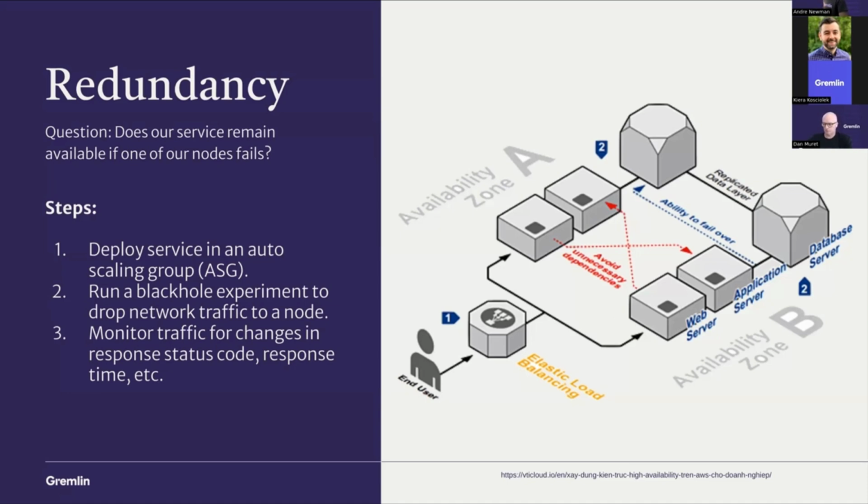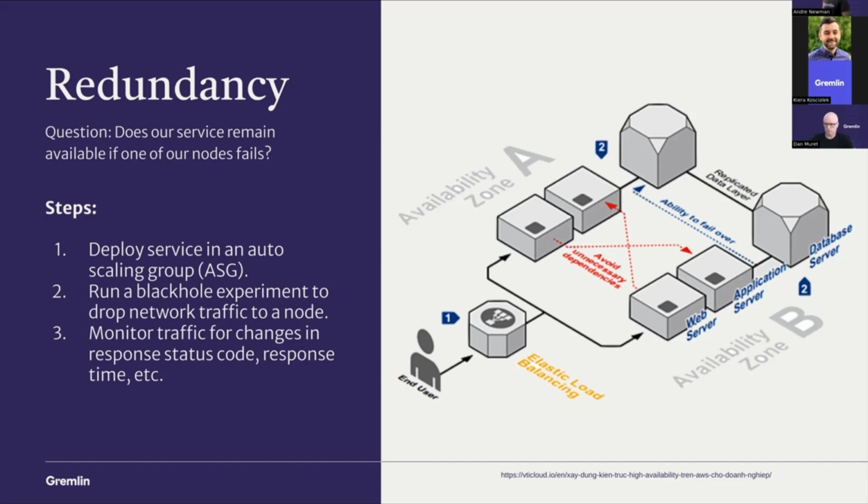Now, option two is to run a black hole experiment. And this is the option we recommend because it has the exact same effect as shutting a node down, right? You're making that node inaccessible to other nodes in the cluster or to traffic on the internet. But the difference with black hole is that because it's working on the network, you can fine tune it to only block specific kinds of traffic, and you can stop it at any time. And when you do, your node will immediately start communicating with the rest of the cluster again.